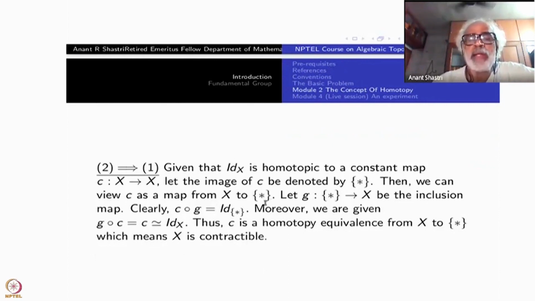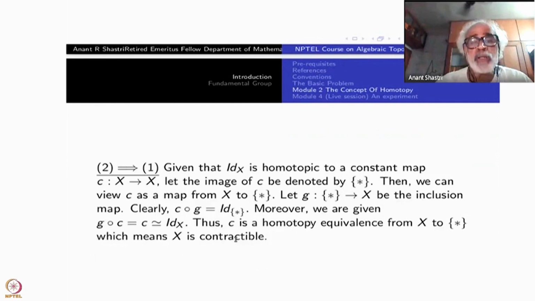This is a subspace of X, but I will call it Y. So now let G from this one be the inclusion map. Take the inclusion map. This is a subspace of X. Okay. Then what happens if you compose with G, C composed with G? G is a constant map. C is a constant map. That will be the identity of the single point. Start from a single point, you come back to the single point. Moreover, we are given that G composite C, the other way around, is homotopic to identity. But G composite C is C.